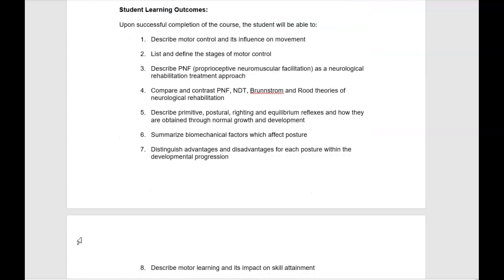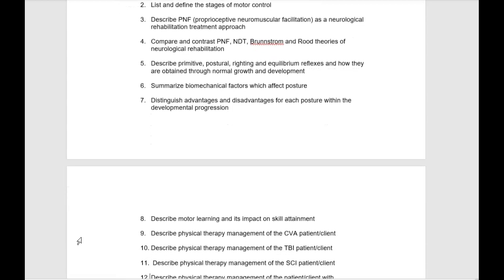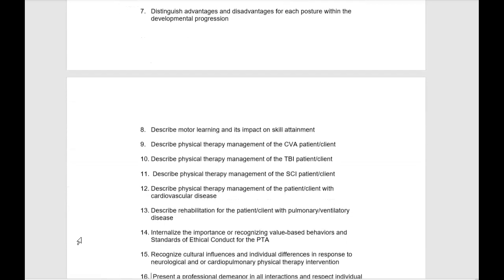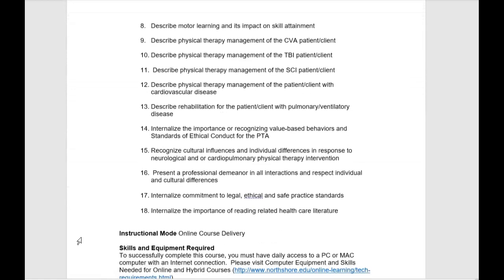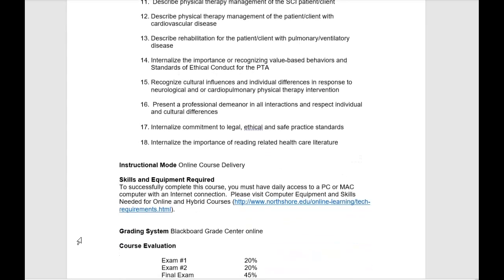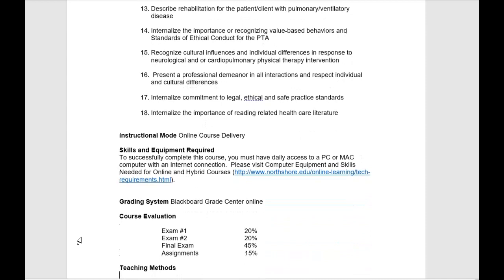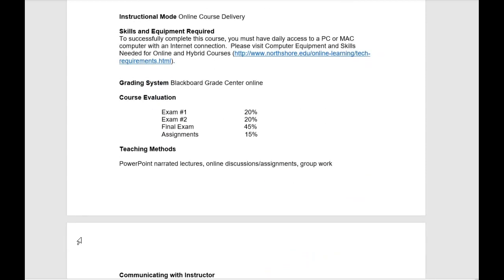We are not going to do the service learning project this semester just because of the online method of the class this year. So again, I'll be using the Blackboard Grade Center.